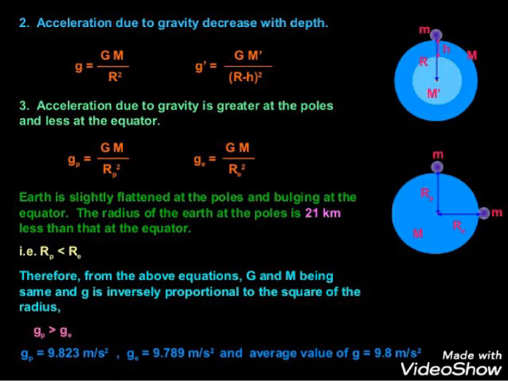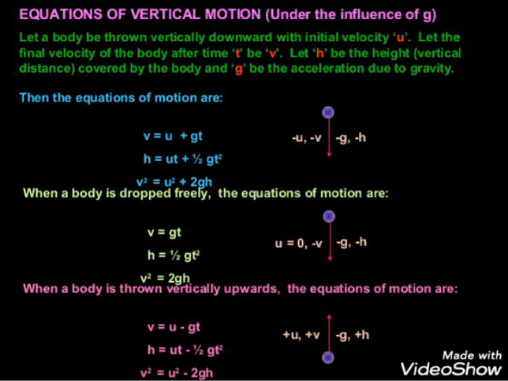Then, what happens near the pole? Acceleration due to gravity is greater at the pole. The Earth is slightly flattened at the poles and bulging at the equator. So the radius of the Earth at the pole is 21 kilometers less than that at the equator. That's why g is greater at the poles than at the equator. But the difference is very small, otherwise it remains the same, that is 9.8 meters per second square.